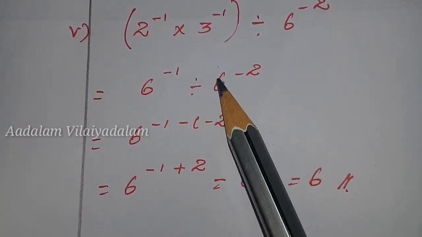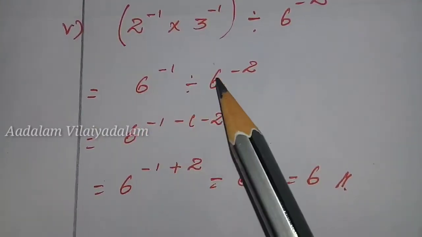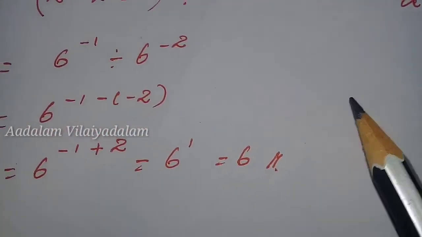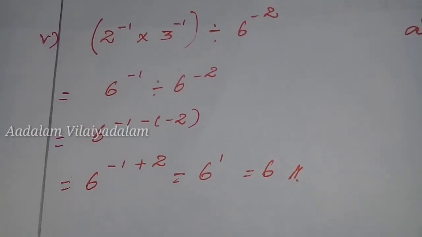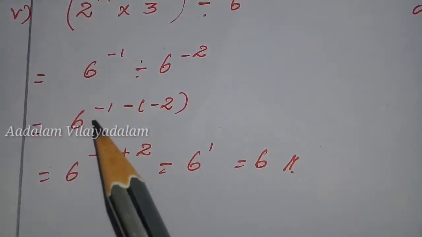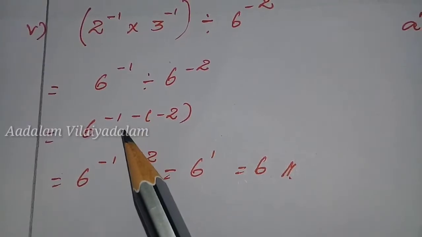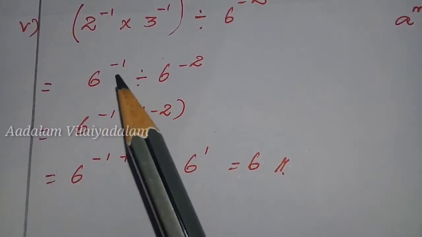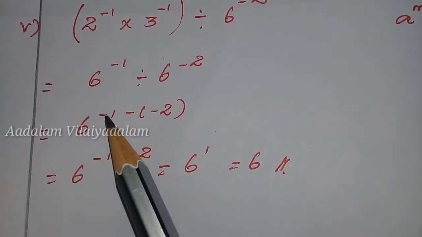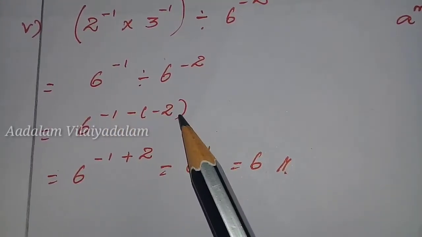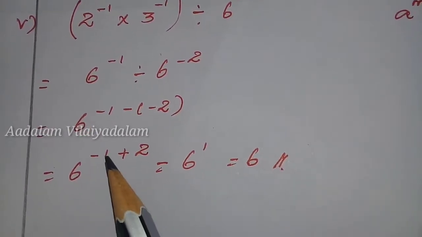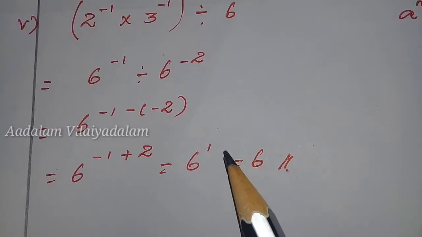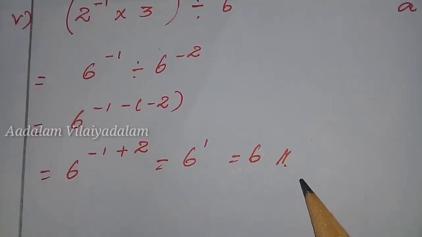Here again I apply the division formula, base is equal, power is different. So a power m divided by a power n is equal to a power m minus n. So 6 power minus 1 minus of minus 2. Division means we should subtract the power. So 6 power minus 1, minus into minus is plus. So 2 minus 1, the answer is 1. So 6 power 1, the value is 6.